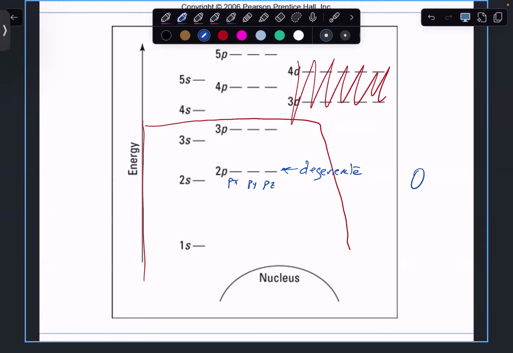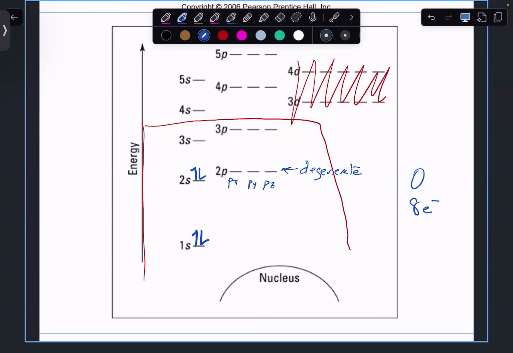So we said oxygen has 8 electrons. So according to Aufbau, we'll start at the 1s. And we can put 2 electrons per orbital as long as they have opposite spin. So there's 2. We have 6 more to place. So we'll go to the next highest. That's 4. Now we've got to put the remaining 4 electrons in the orbitals.